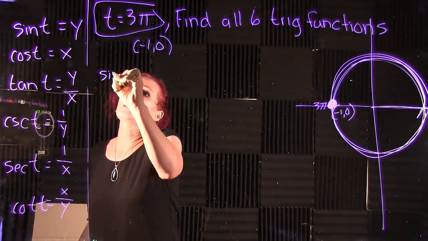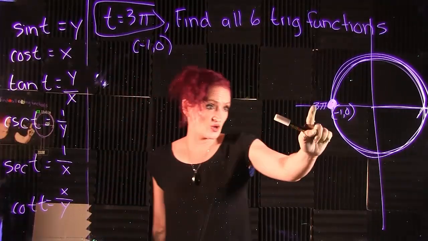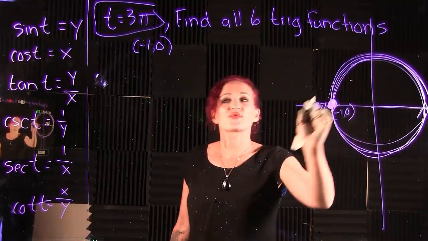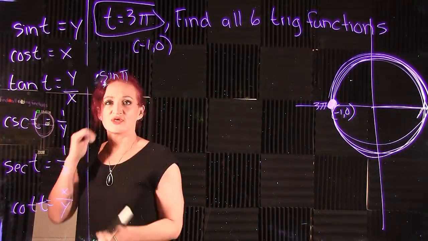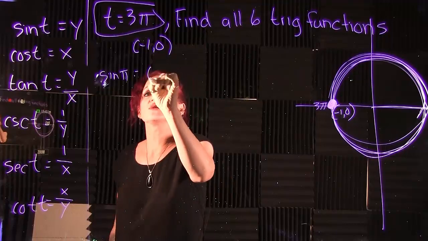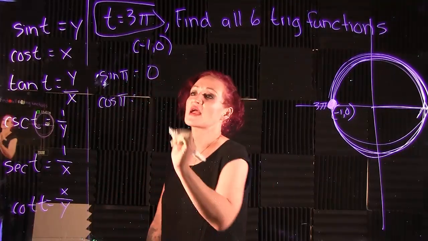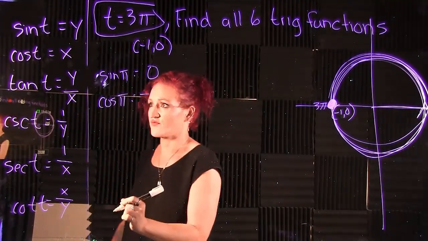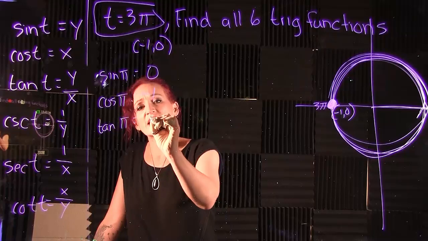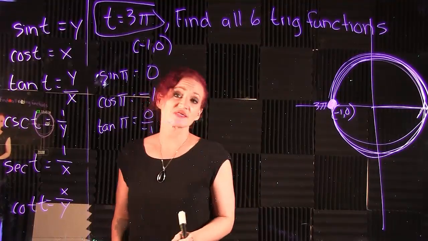Sine of t, or technically sine of pi here, is what we're working with. We have 3 pi, so again 1 pi, 2 pi, 3 pi. I'm going to use pi notation here instead of t. Sine is just the y value, so sine pi is equal to 0. Cosine pi is our x value, which is -1. Tangent of pi is y over x. Our y is 0, our x is -1, which just gives us 0.